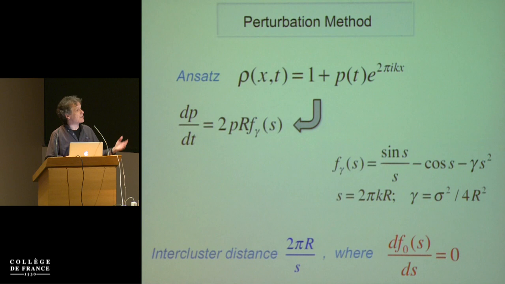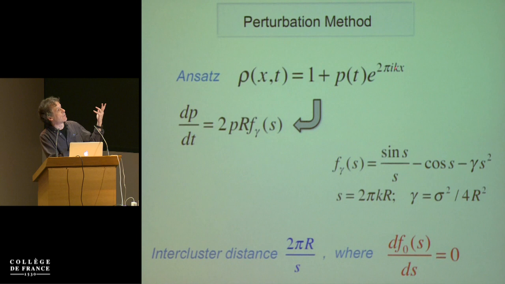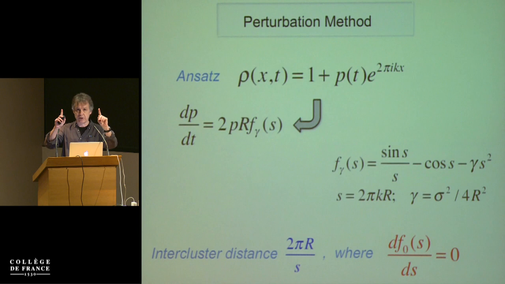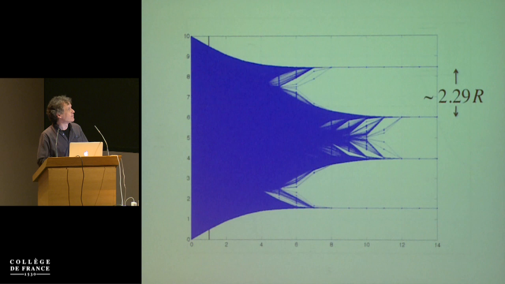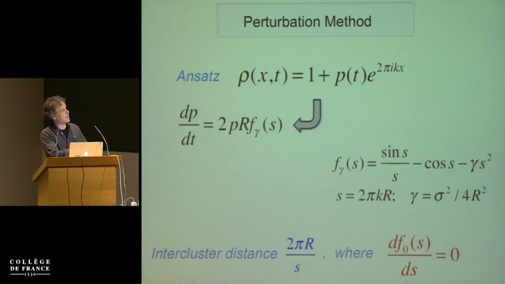To do this, it's more like standard differential equations. You do a separation of variables between the modes, so you take these Fourier modes and try to look at the right k, the k that will determine the cluster. The separation between clusters corresponds to a given mode. So you end up with an expression like this, you say gamma equals zero, and you take the derivative of that thing, and the point at which it is zero gives you s, and s is related to that mode k. That gives you the intercluster distance, 2 pi r over s, and that's how we get this.